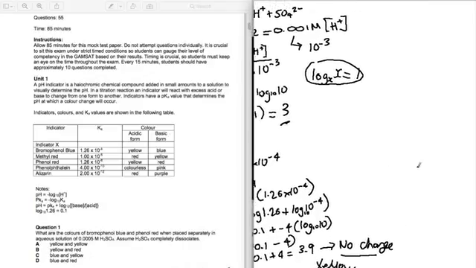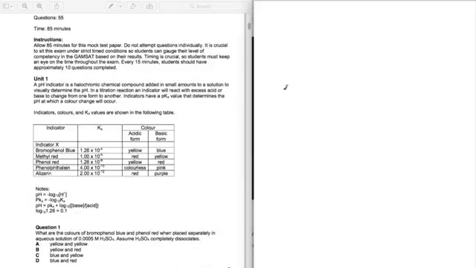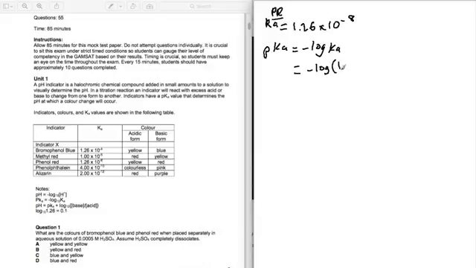So now let's look at phenol red. The Ka of phenol red, looking at the table, is 1.26 times 10 to the negative 8. Okay, so once again, pKa equals minus log Ka, which equals minus log 1.26 times 10 to the minus 8.